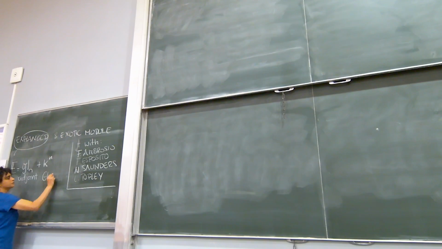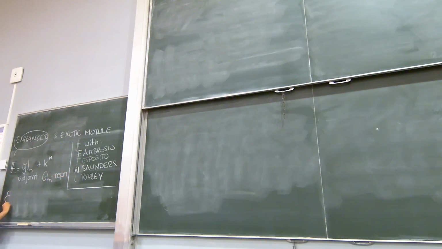So let me start the discussion. The enhanced module is a representation of GLN, and it's simply this representation. You take the adjoint representation, so the group GLN acting on its Lie algebra, but you add the standard representation of matrices on vectors. And so this is a GLN representation.